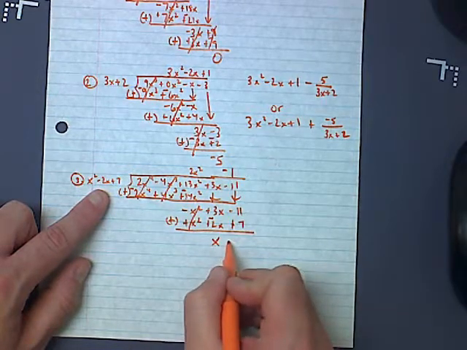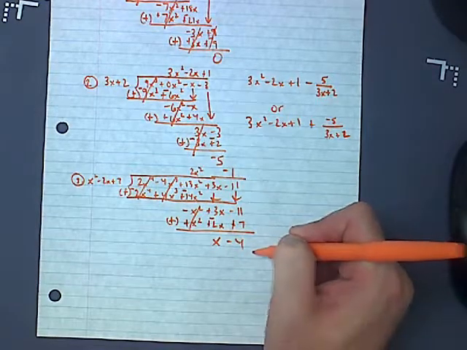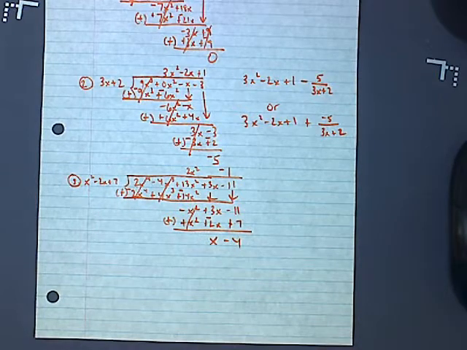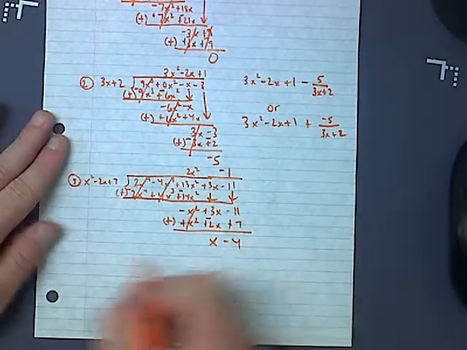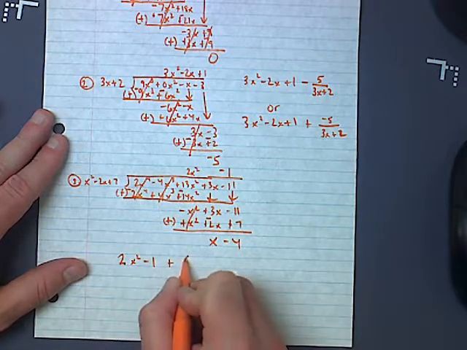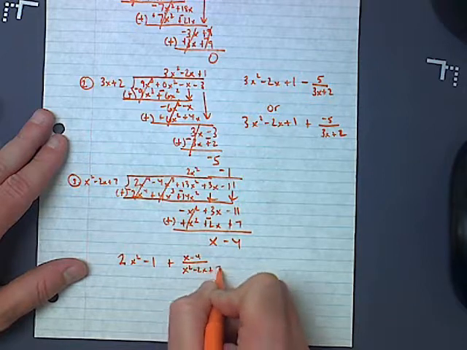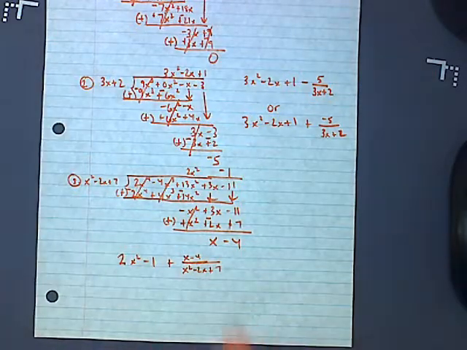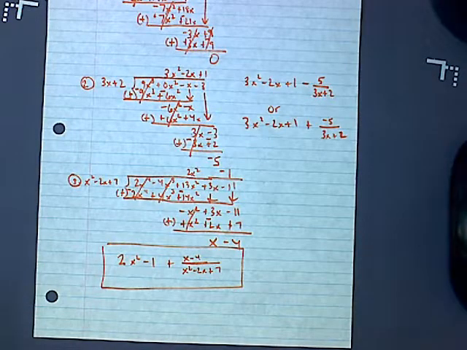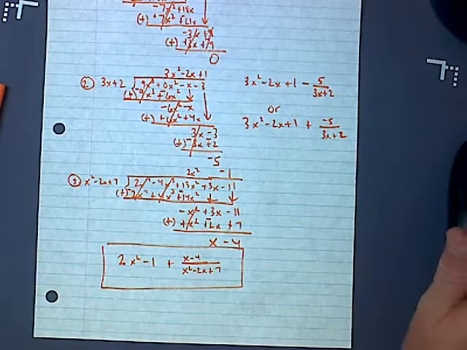I'm left with x minus 4. I do not have another term to bring down, so therefore I do not get to have three terms on my divisor. That's how I know I'm done with the problem. So that's my remainder. So my answer would be 2x squared minus 1 plus x minus 4 over x squared minus 2x plus 7. That is how I write my remainder. So this is the answer I would be looking for. So those were our examples for today, Wednesday, September the 27th.